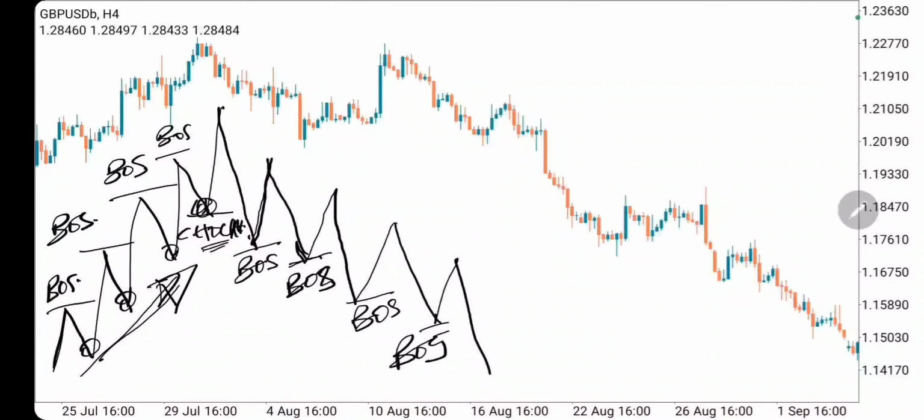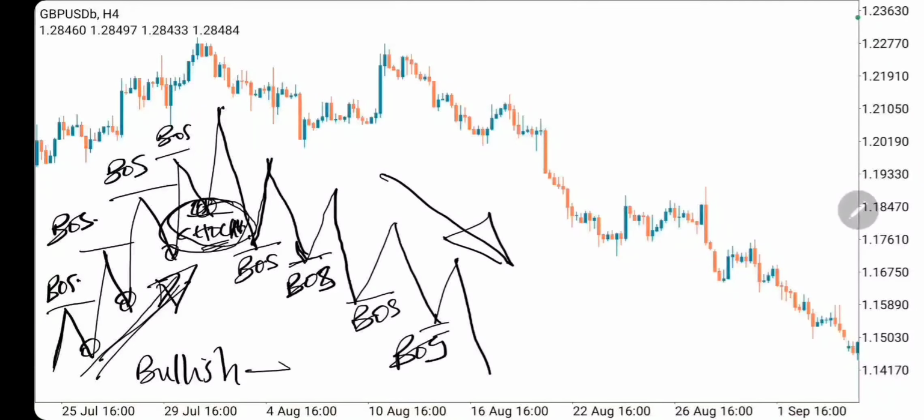You can see that this is a bullish phase, while this is a bearish trend, and they were joined together by a change of character right here. So here you have a change of character from bullish to what? Bearish. This is a change of character from the bullish phase to a bearish phase. Now I want to show you a change of character from a bearish phase to a bullish phase.